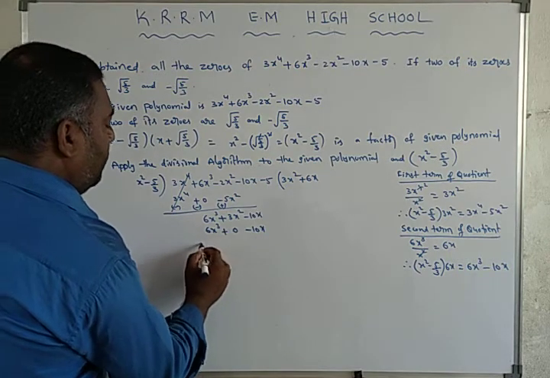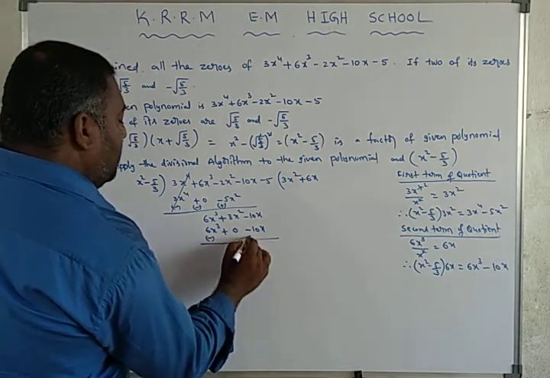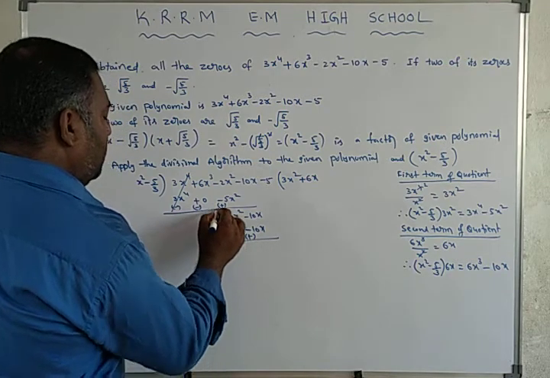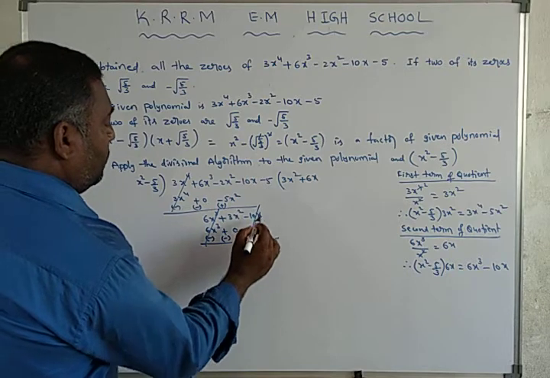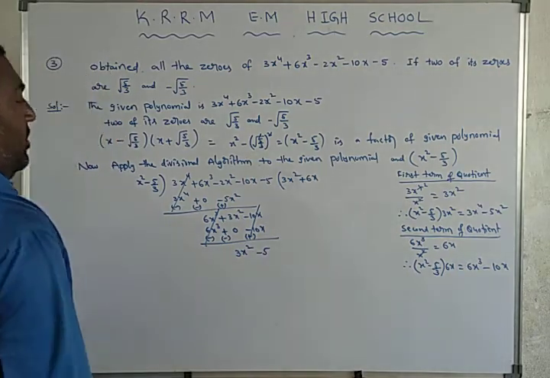There is no x square term to be taken. So minus, this one is plus, minus, it is cancelled. This one is also cancelled. So 3x square minus 5.